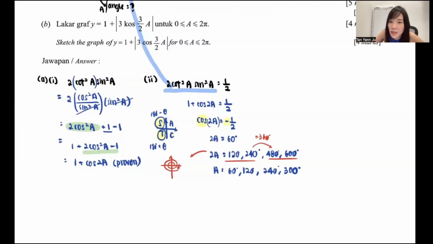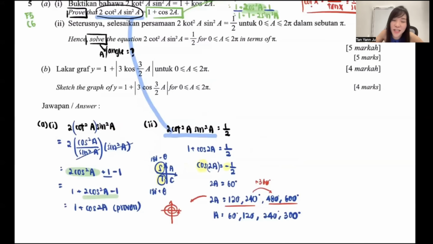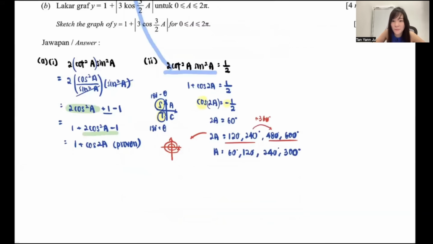Do I get full 5 marks? No. Why? Look carefully. The question says hence, solve the equation in terms of pi. Wait, let me highlight. In terms of pi. Now your answer is all in degrees, but they want it in pi. Whenever they say they want in pi, that means they want the unit in radians. So guys, how does degree become radian? Remember, degree becomes radian by times pi over 180.